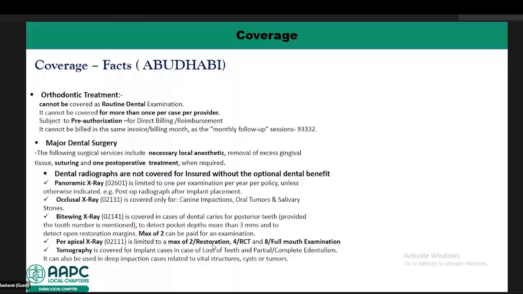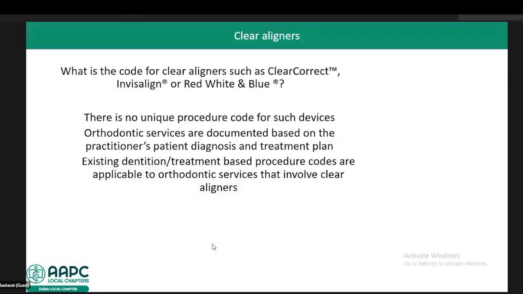So there was a question about what the code is for clear aligners such as Clear Correct or Invisalign. There is no unique procedure code for such orthodontic devices; they are documented based on the practitioner's patient diagnosis and treatment plan. So about the aligners, there is no code to assign.